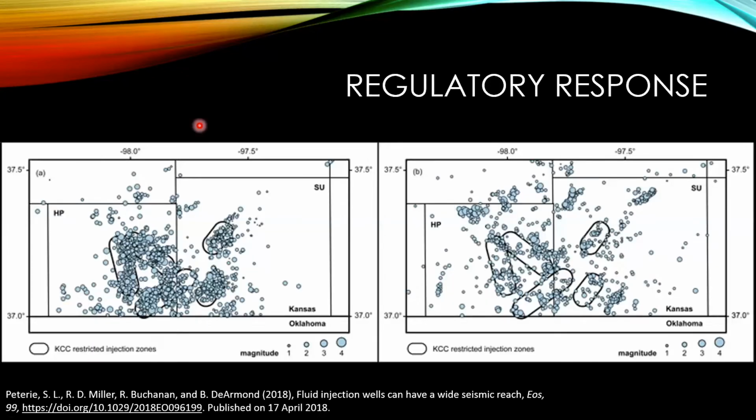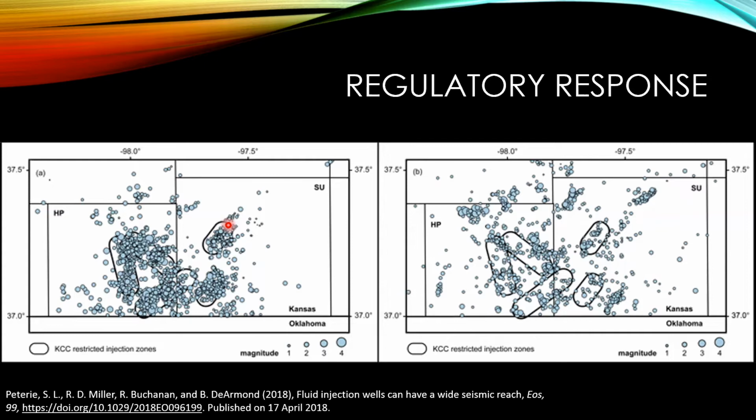So in response to that, we did have a regulatory response after discovering this. The KCC ordered reduced injection volumes for saltwater disposal wells located within a set of ellipses defined around these high seismicity zones in Harper and Sumner counties. So you can see right here, these black ellipses, those are those high seismicity zones where they ordered reduced rates. So by July 2015, saltwater disposal rates were reduced to near the maximum historic rate in the area prior to this uptick in earthquakes.